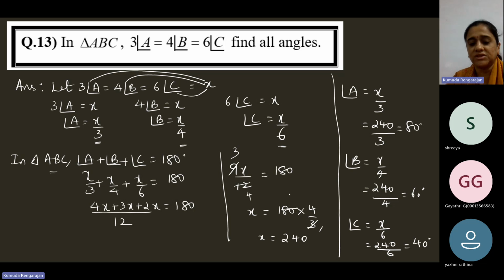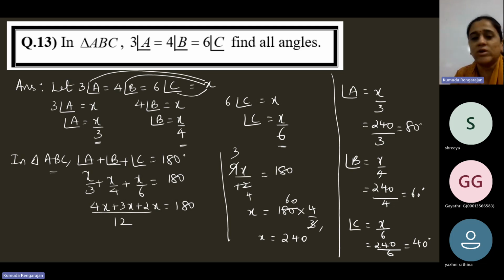3 ones are 360 times 240. X is 240. Now don't become anxious. X is 240, more than 180. Don't worry about that. Sometimes you get x is more than 180. It's okay. X is 240. No angle of the triangle is 240. The value of x is 240.